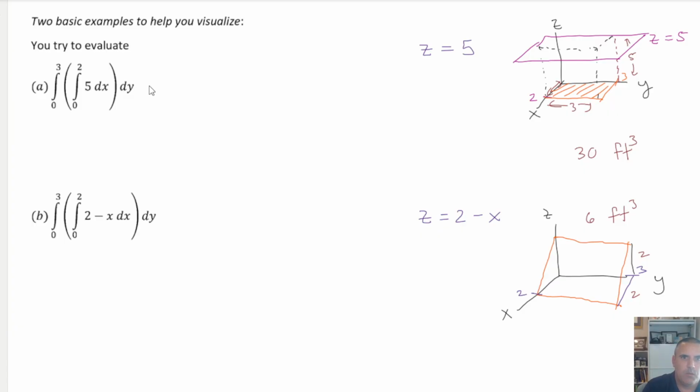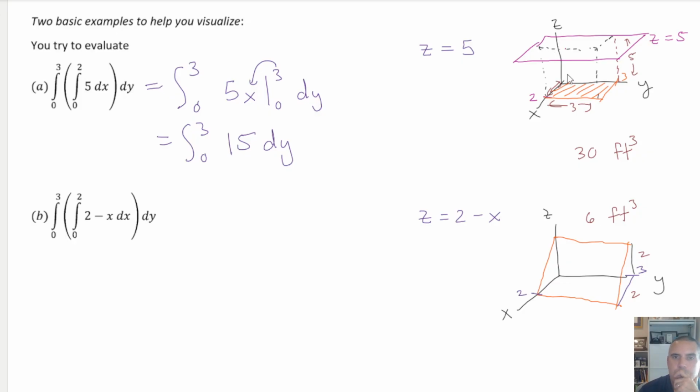Okay, so this is saying we are going to compute the inside first, and when we're on the inside, x is the variable. So we're going to get 5x evaluated from 0 to 3 dy. We're going to plug this in, and we're going to get the integral from 0 to 3 of 15 dy. So now if you think about it, if you fix a given y here, we get that the cross-sectional area is 15. That's this piece here.